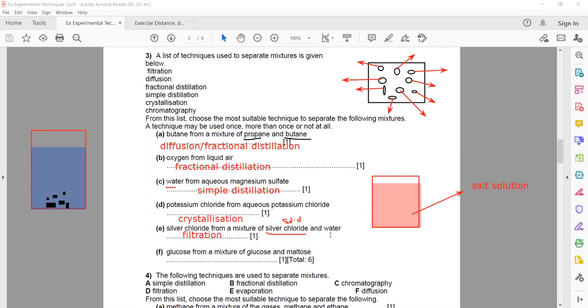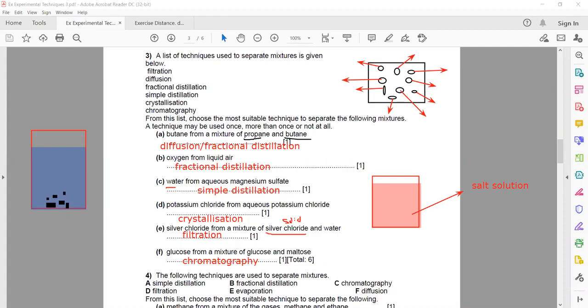And glucose from a mixture of glucose and maltose. For identifying if it is a dissolved one, you can mention chromatography. Normally the correct answer is chromatography, because you have a sample or a mixture of a dissolved sample of glucose and maltose. In that case, you can use chromatography.